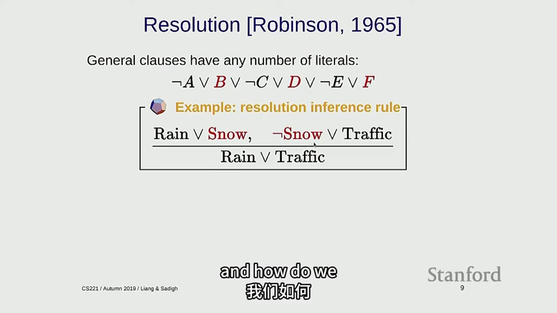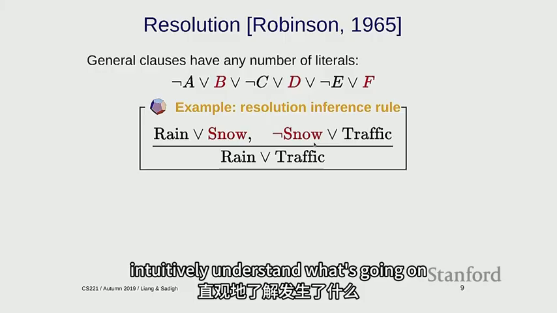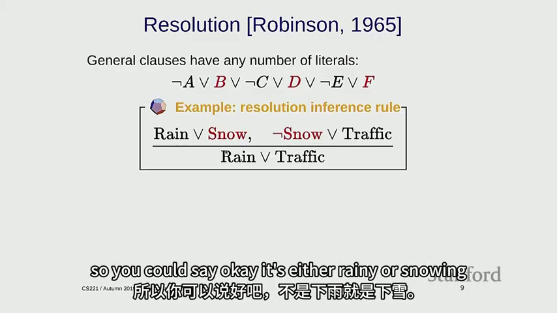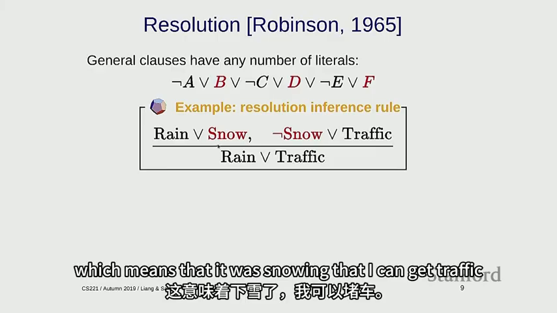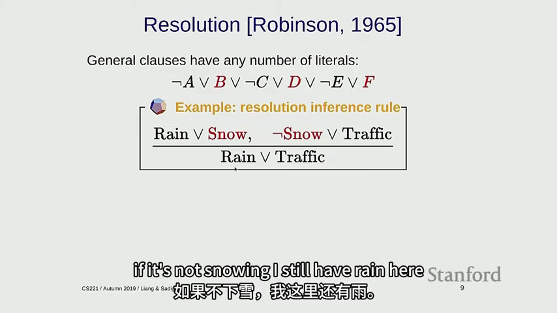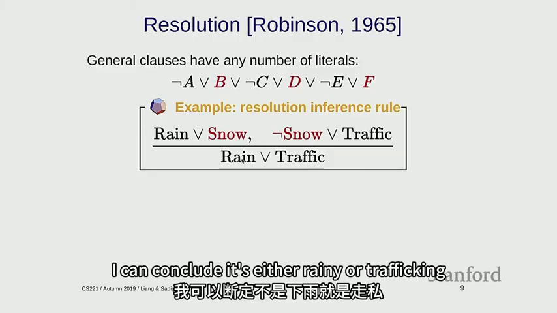And how do we intuitively understand what's going on? So you could say, okay, it's either raining or snowing, and snow implies traffic, which means that if it's snowing, then I can get traffic. But if it's not snowing, I still have rain here, so I can conclude it's either raining or traffic.